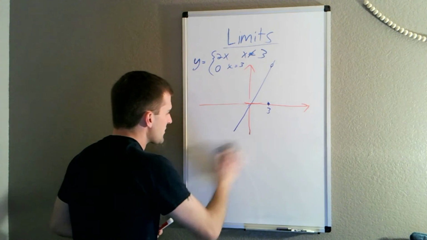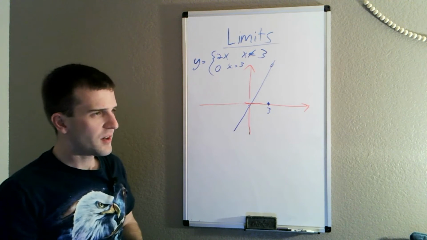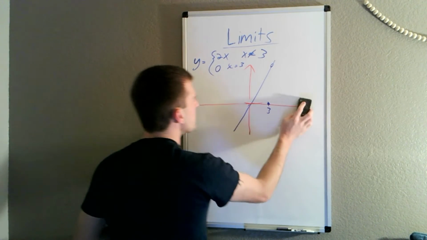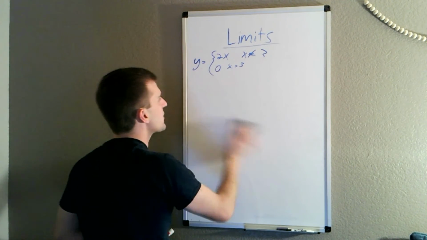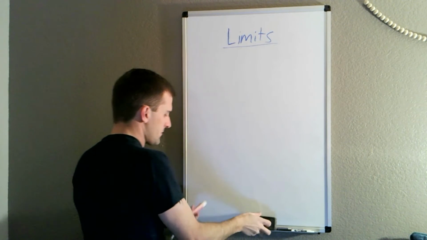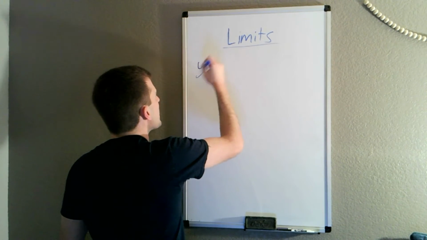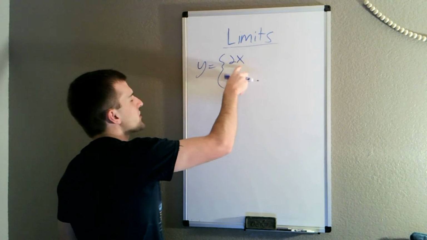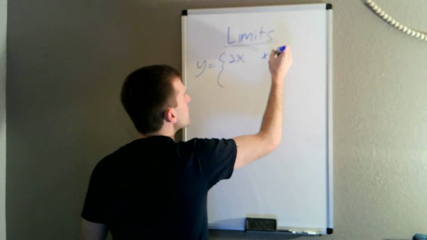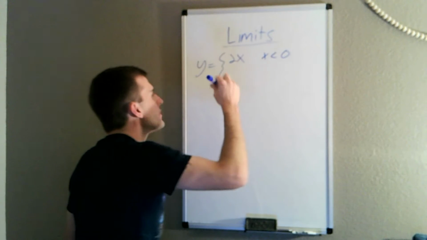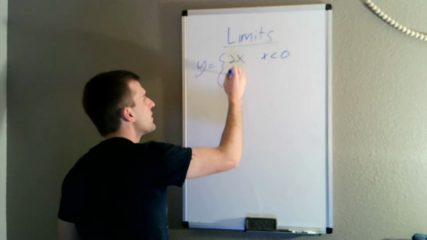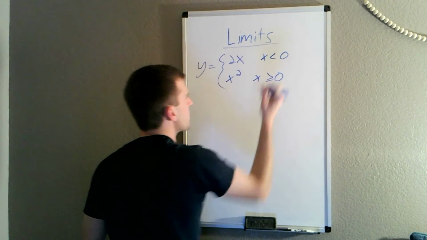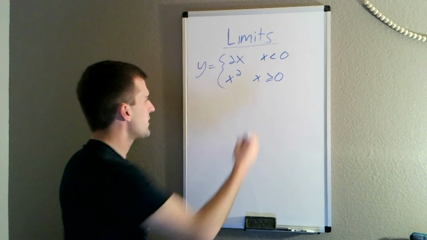And now you can also have cases where you have a different value for the limit based on which direction you're looking. So I'll do a different step function for this to get across this point. So let's say we have y equals, we'll keep 2x as an example. So 2x when x is less than 0, and we'll say x squared when x is greater than or equal to 0. So let's graph this one out.